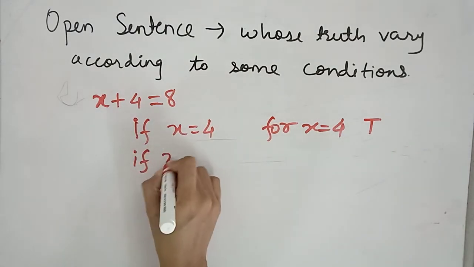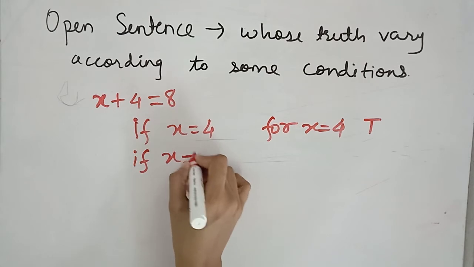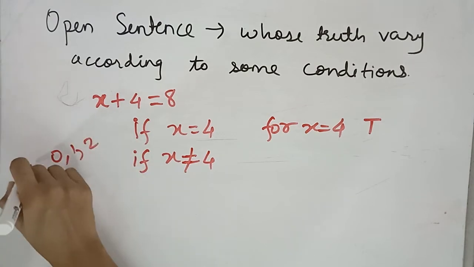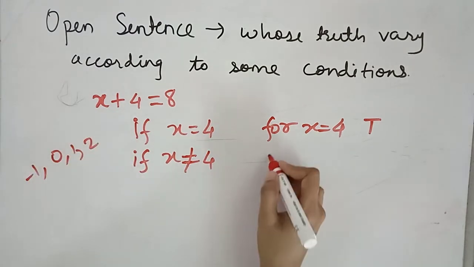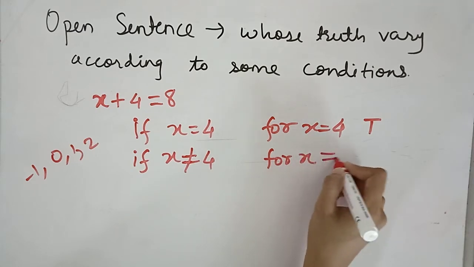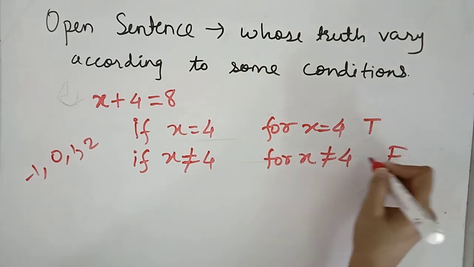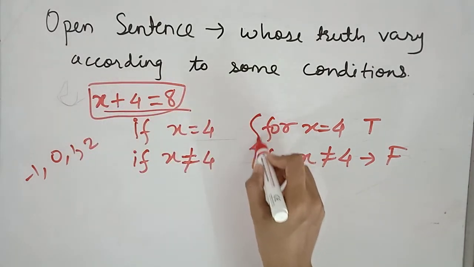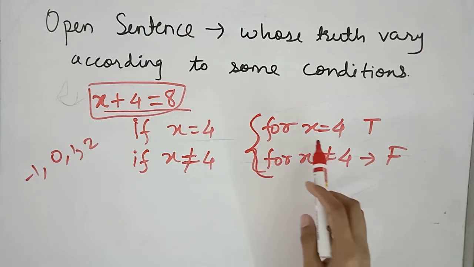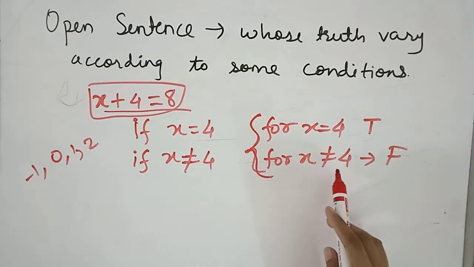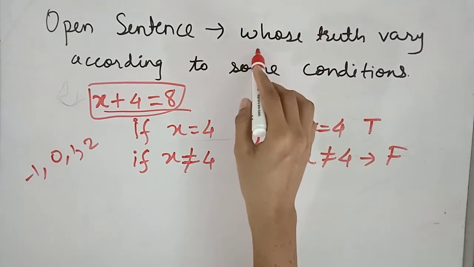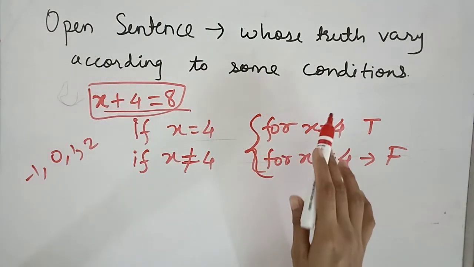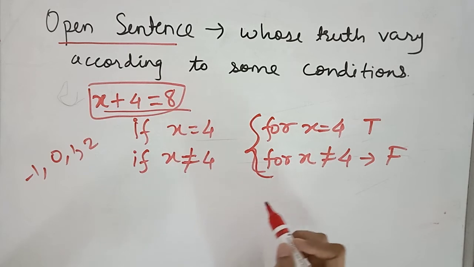If x is not equal to 4, suppose x is 0, 1, 2, -1 or any other number, so for x not equal to 4, this statement will be false. So this is the sentence whose truth value depends on the condition whether x is equal to 4 or x is not equal to 4. So those sentences whose truth value varies according to some conditions are said to be open sentences.